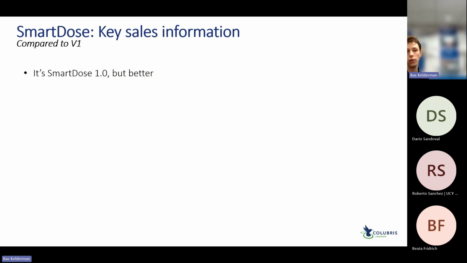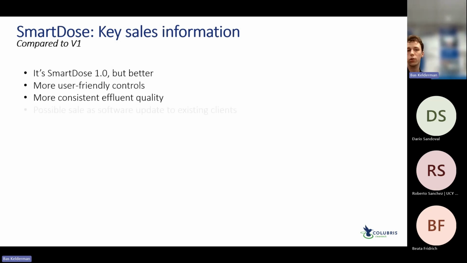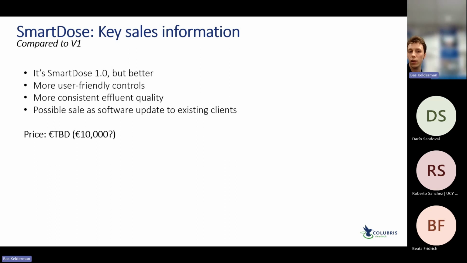So let's say that you have a client who already has a SmartDose, one of the older versions that's running on the older software. If you want to tell them why they should get the new one, well, it's not actually that shocking. It's just SmartDose version 1, but a little bit better. Slightly more user-friendly controls, more consistent controllers. You could possibly get them the software as an upgrade for 8,000 to 10,000 euros, but it's not the most interesting kind of client for the new SmartDose.